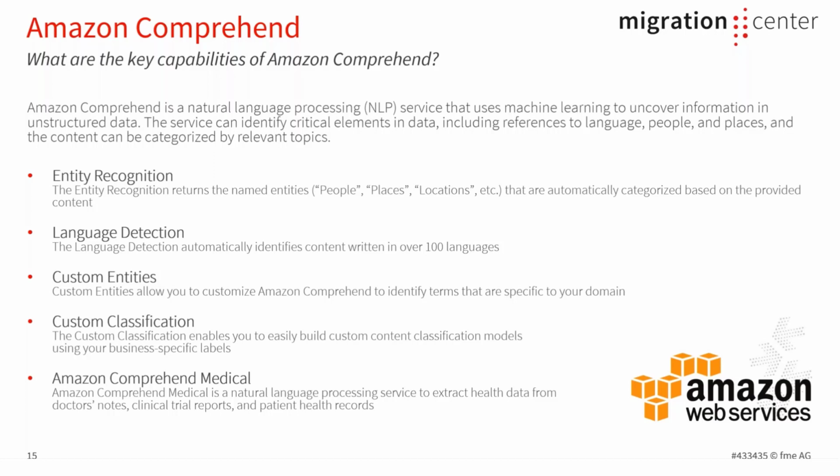And last but not least, Amazon Comprehend Medical. Who's not familiar with that, just a few words about this one. This is a special natural language processing service which is able to extract health data from, for example, doctor notes, clinical trial reports, or patient health records. That means you are able to extract, say, the age of a person. You can extract the medication, the product or the drug which has been used, and so on and so forth. That's all possible with Amazon Comprehend Medical.